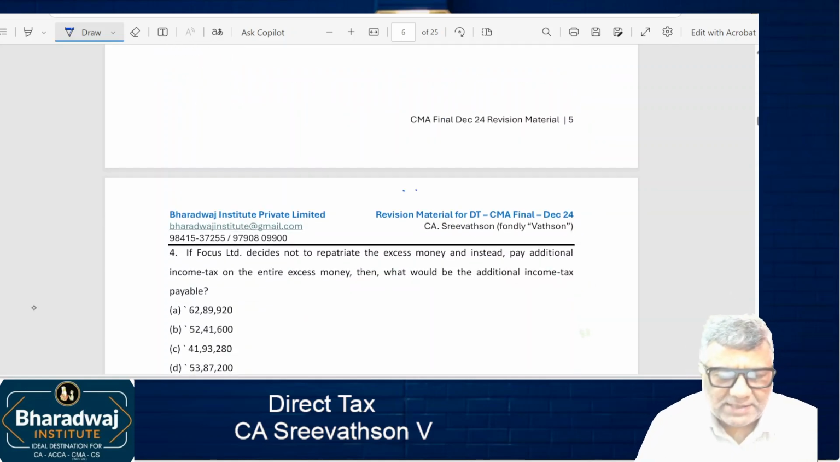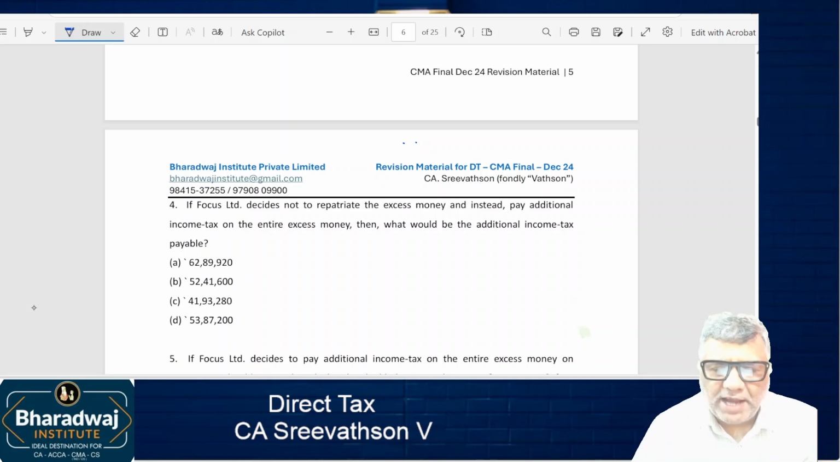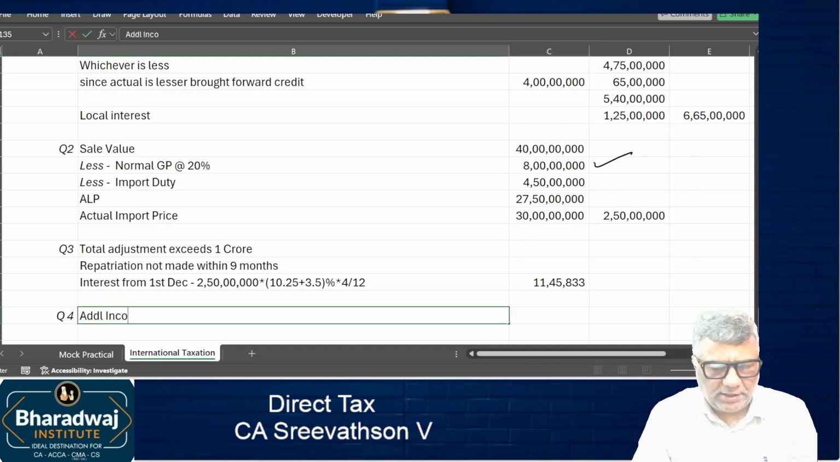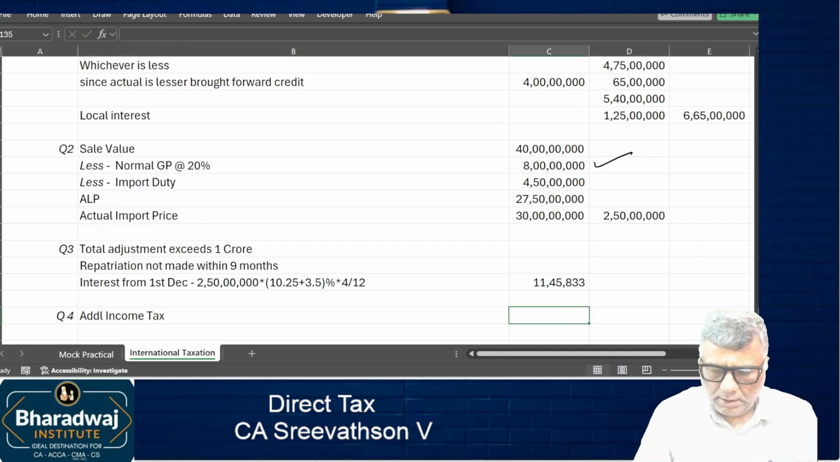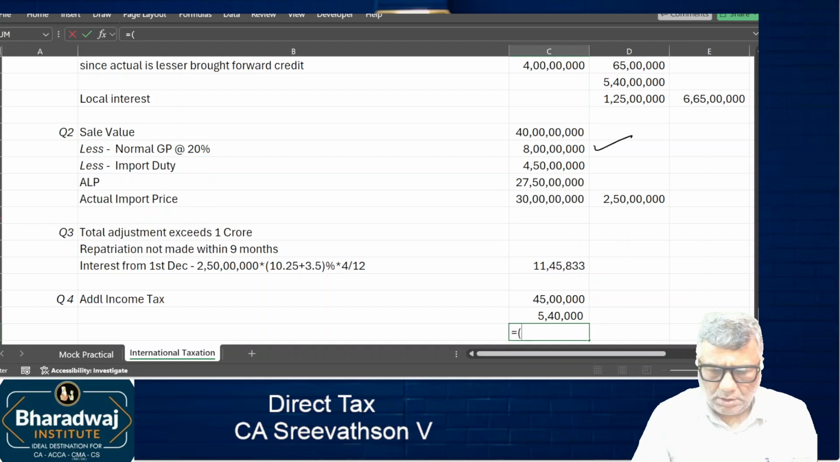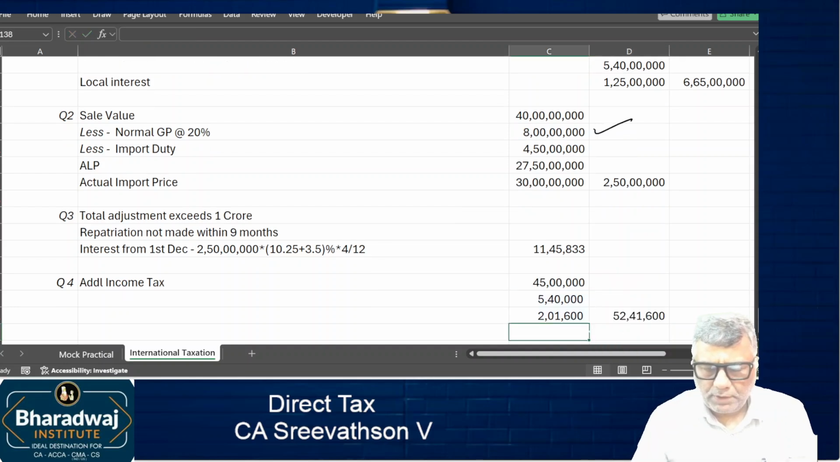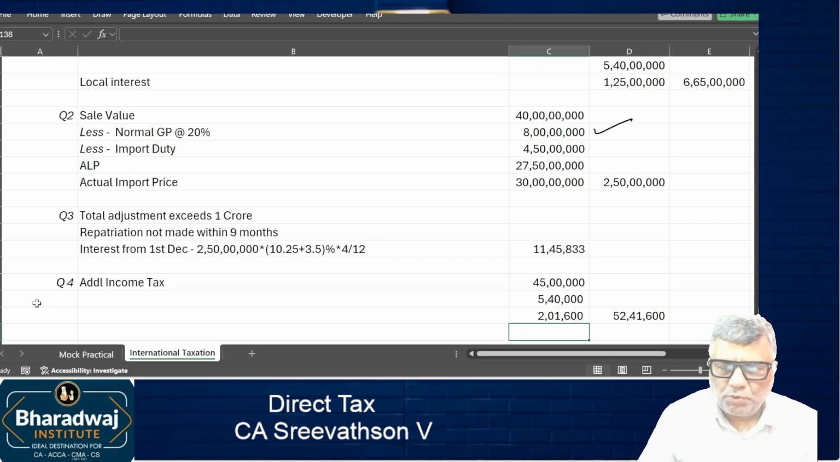If Focus decides not to repatriate the excess money, and instead pays additional income tax, then what would be the additional income tax? Question number 4, additional income tax. 250 into 18%, this into 12%, this plus this into 4%. 5,241,600.